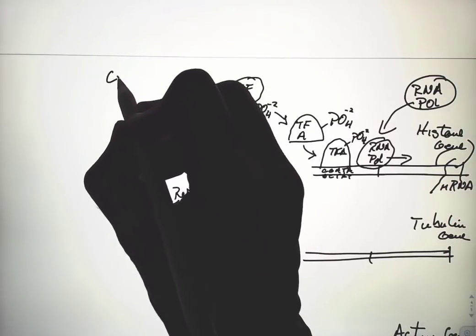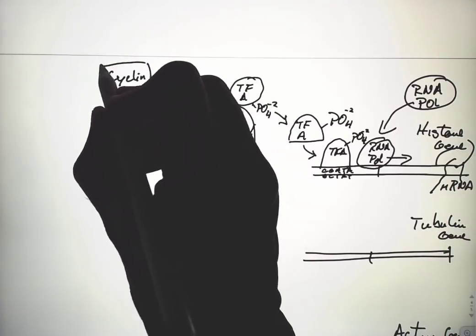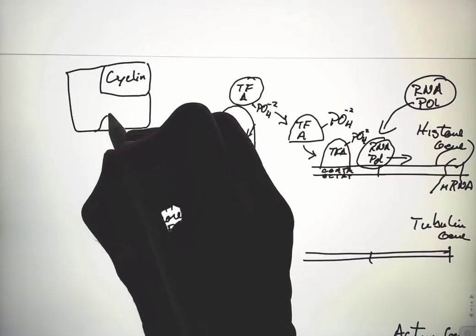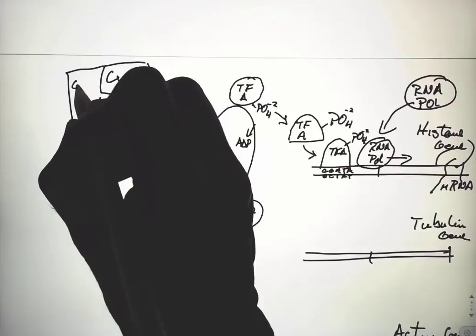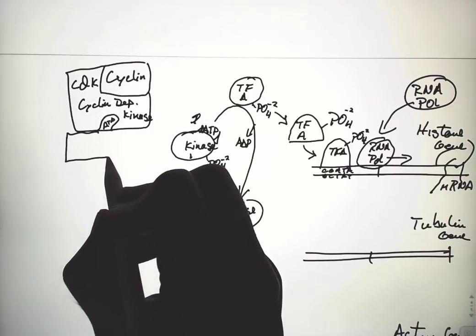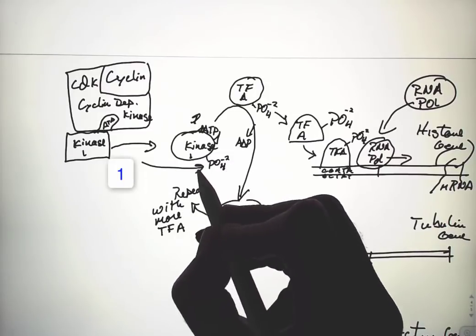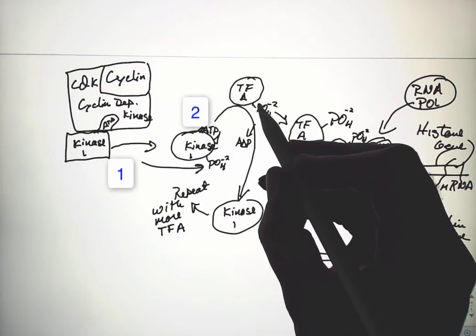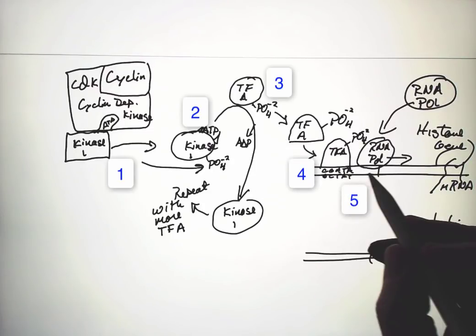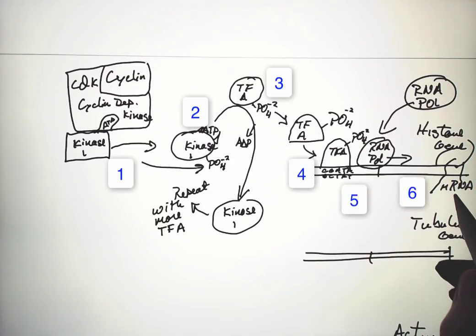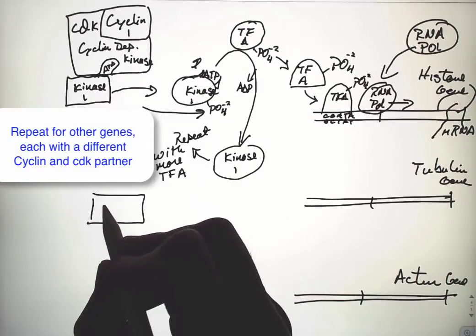How did we activate kinase 1? For that, we used a cyclin. The cyclin was bound to a cyclin-dependent kinase that has a binding pocket for an ATP. That cyclin-dependent kinase bound to the inactive kinase 1 and phosphorylated it. Second step, third step, we got TFA, fourth step, TFA binding, fifth step, RNA polymerase, and sixth step, messenger RNA from histone. We repeat this for the other genes, each with a different cyclin and CDK partner.